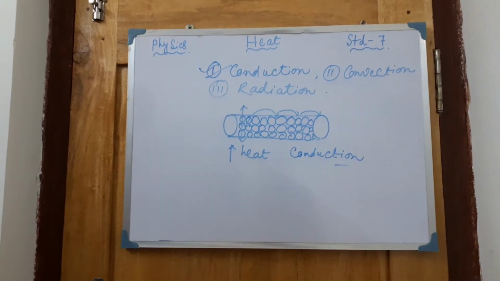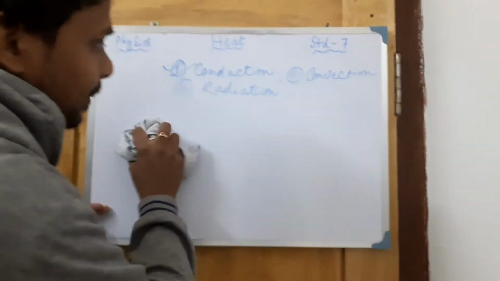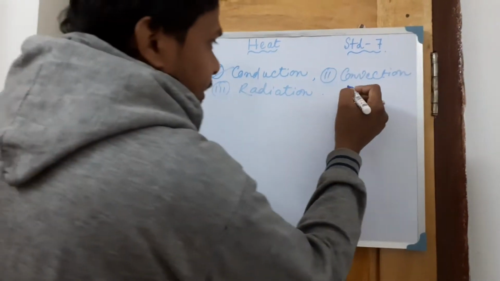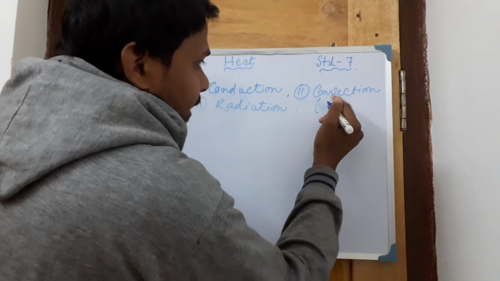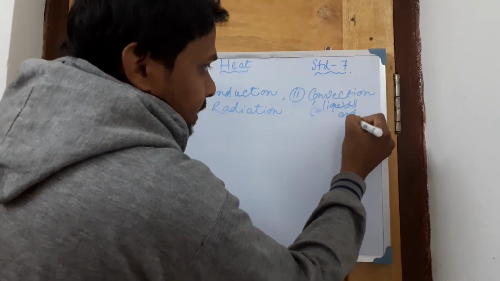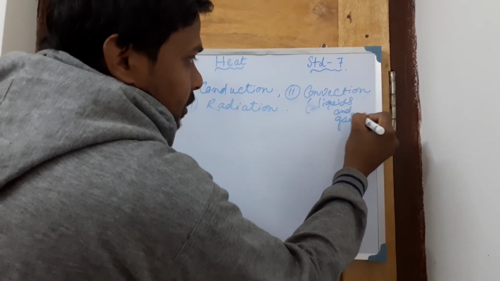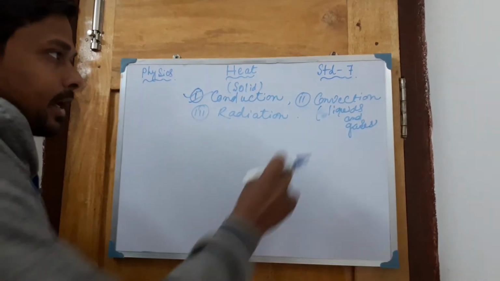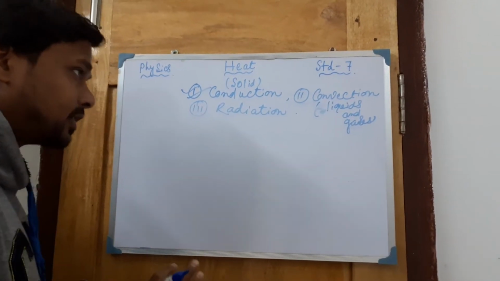The second example is the convection method. This one is actually for fluids. That means, sorry, for liquids and gases. The conduction one is only for solids. Now what is happening in the case of the convection method?